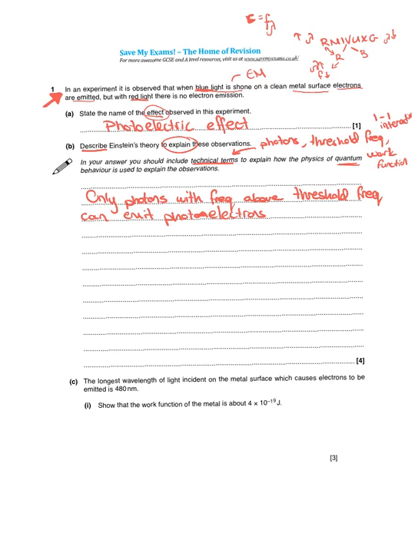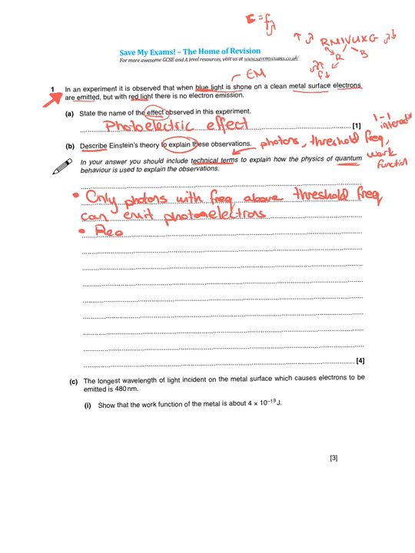So if photons, or threshold frequency, and even frequency and wavelength are not mentioned in this question, you might not receive the full marks. I will talk about what the mark scheme says specifically as well. Now we know that only photons with frequency above threshold can emit photoelectrons.